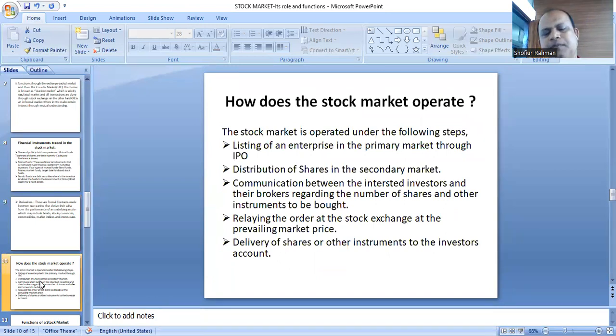How does the stock market operate? The stock market operates under the following steps. First, listing of an enterprise in the primary market through IPO, initial public offering. Number two, distribution of shares in the secondary market. Next, communication between the interested investors and their brokers regarding the number of shares and other instruments to be bought. Relaying the order at the stock exchange at the prevailing market price. Next, delivery of shares or other instruments to the investor account.